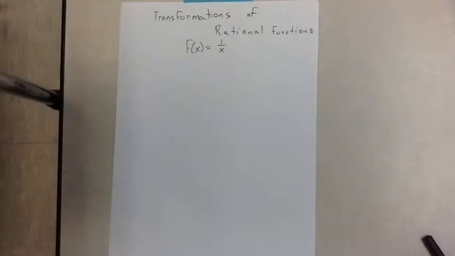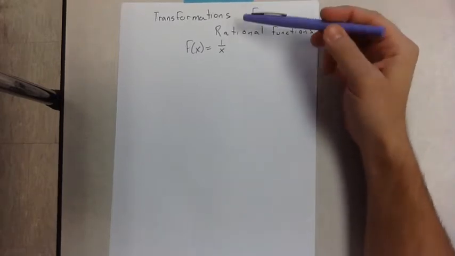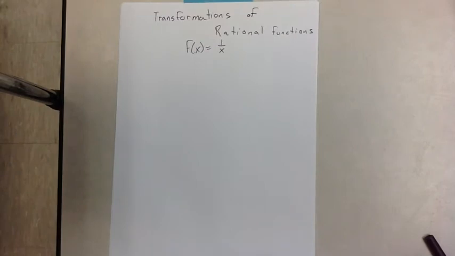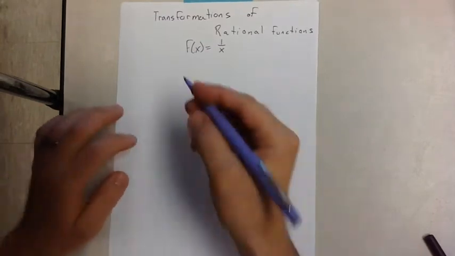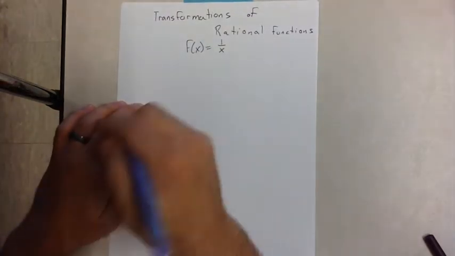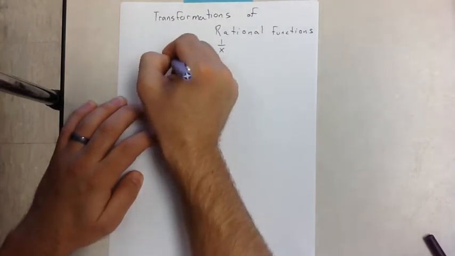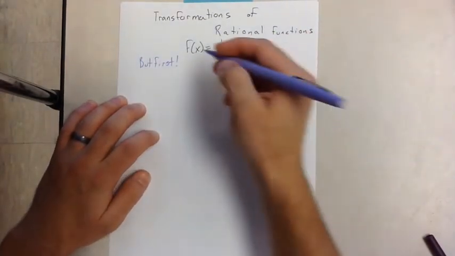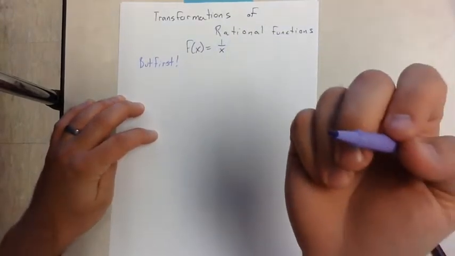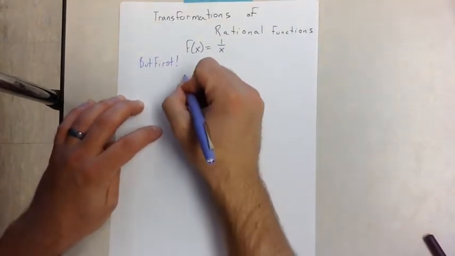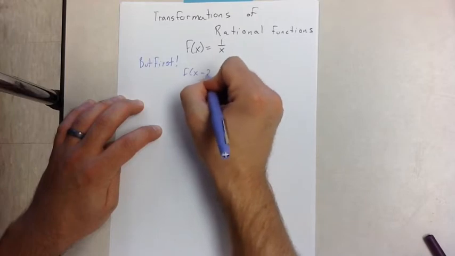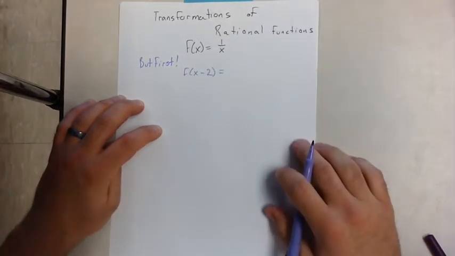In this video, we're going to be looking at transformations of rational functions, in particular transformations of this function 1 over x. But first, let's look at this situation. Let's say that we have f of x be 1 over x. What would f of x minus 2 look like?